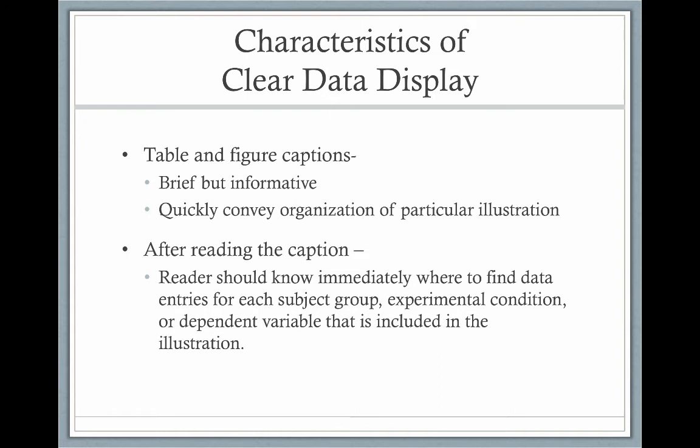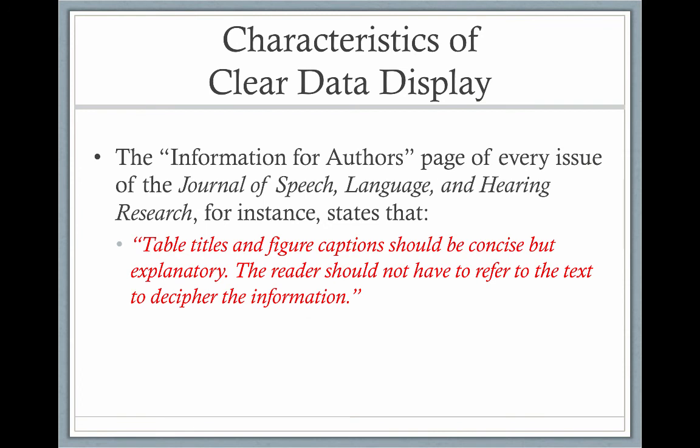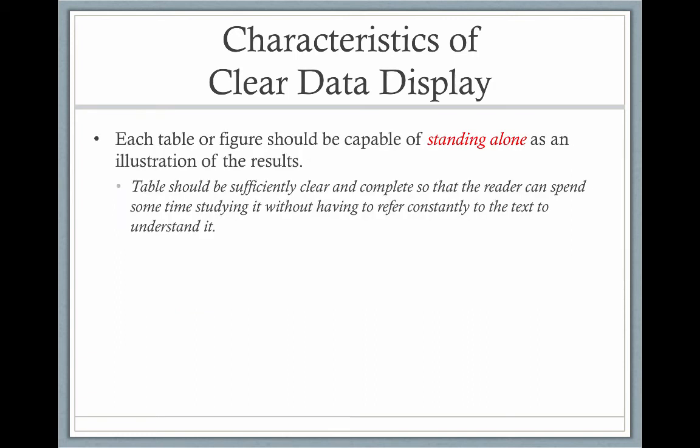Like I said, brief and informative, quickly convey what's being done. Readers should know immediately where to find the data entries for each subject or experimental condition. They should just be able to look at it and understand it. In the Journal of Speech Language Hearing Research, table titles and figure captions should be concise but explanatory. The reader should not have to refer to the text to decipher the information. So if the reader doesn't want to read the results section, they shouldn't have to. They should be able to get enough information by looking at the tables and figures.